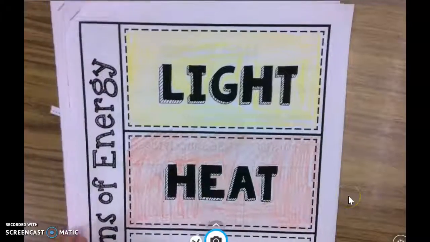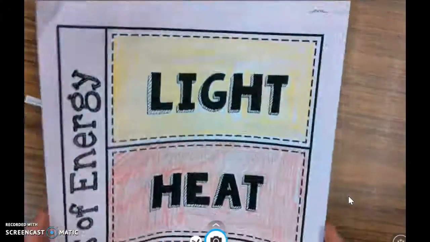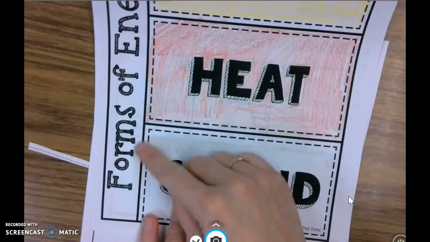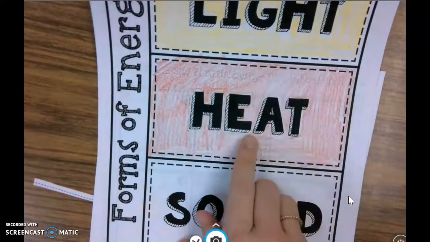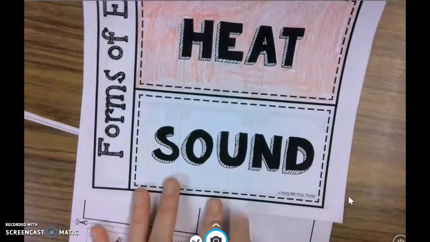Hi everyone, so hopefully you were able to finish the sort, and this is our next week, and we're learning about sound. So we've learned about forms of energy, light, heat, and now we're going to learn about sound.